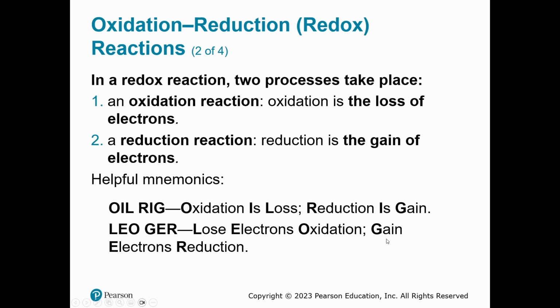Here are two mnemonics for memorizing what redox is. Oxidation is a loss, reduction is a gain. I prefer OIL RIG. Some people like Leo the Lion goes GER. Lose electrons is oxidation, gain electrons, reduction.